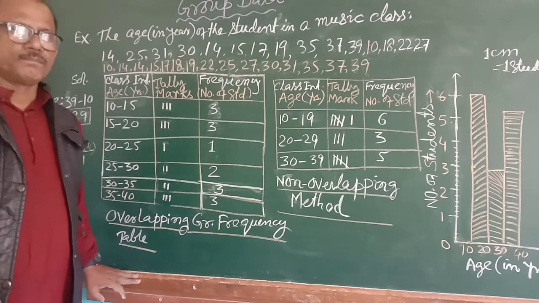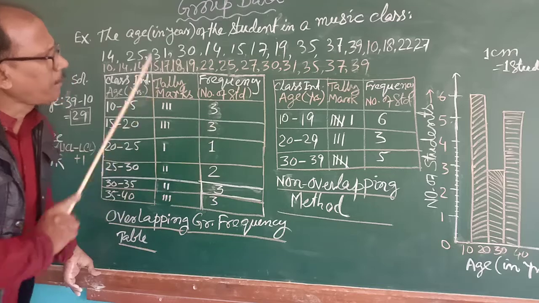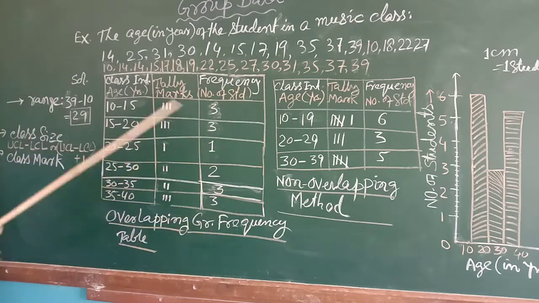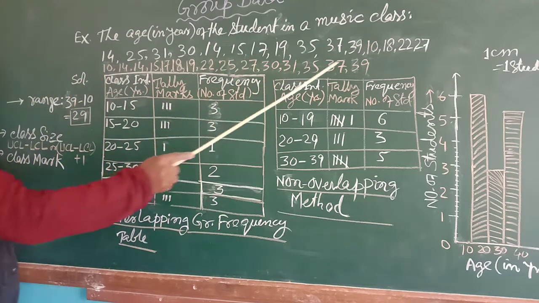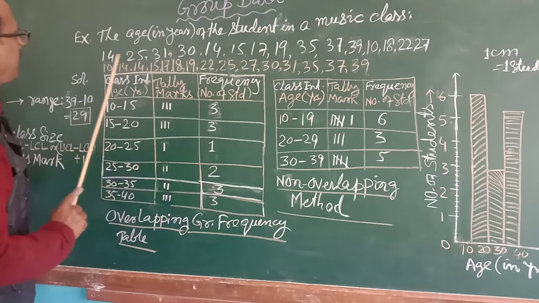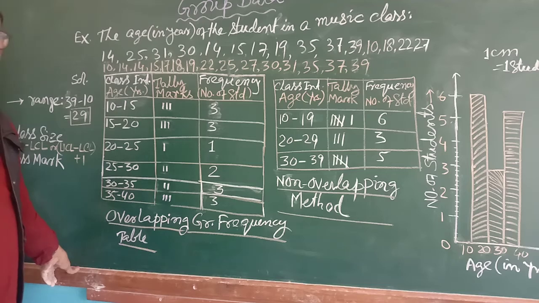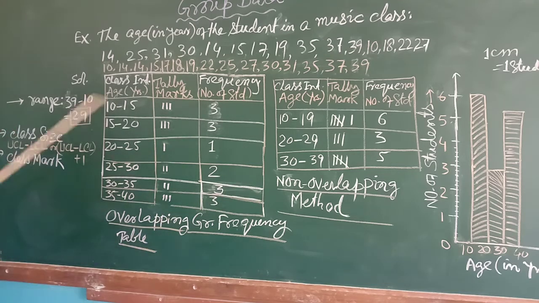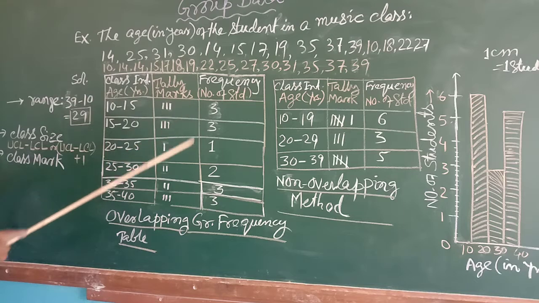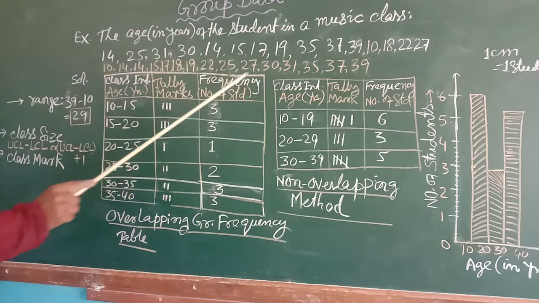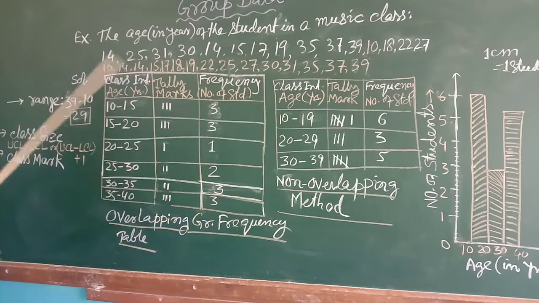Again you make three columns. But for the age group you can make it in two different ways. First you see the range, 10 and 39. 39 minus 10 is 29. The range is 29 here. There is another aspect called class size. What will be the class size of this particular data? Upper class limit minus lower class limit will be the class size for group data.